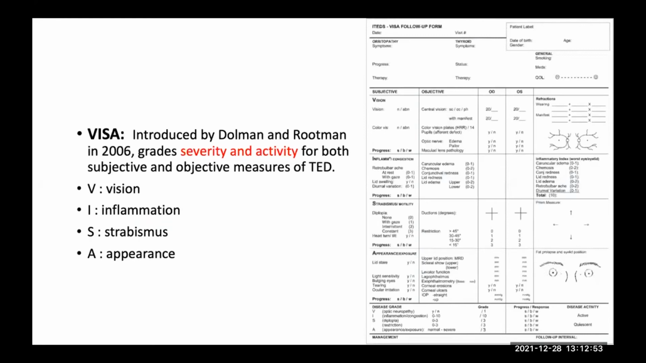VISA, introduced by Dr. Dolman and Dr. Rootman in 2006, grades severity and activity for both subjective and objective measures of thyroid eye disease, as you can see here in this form. But the limitation is that it takes a long time in the clinic to evaluate each patient with thyroid eye disease for each element of this classification. Again, VISA is the abbreviation: V stands for vision, I for inflammation, S for strabismus, and A for appearance.